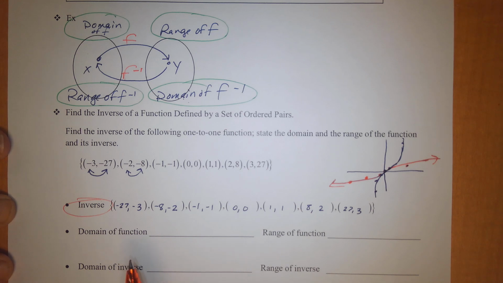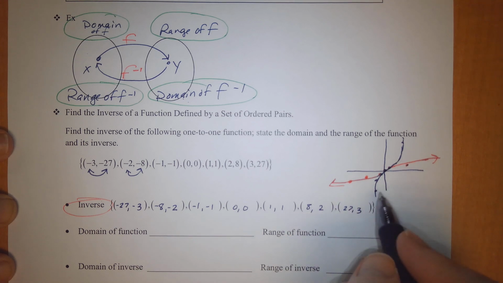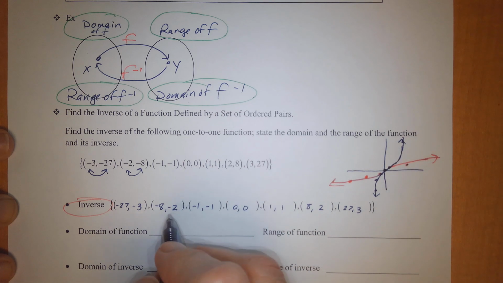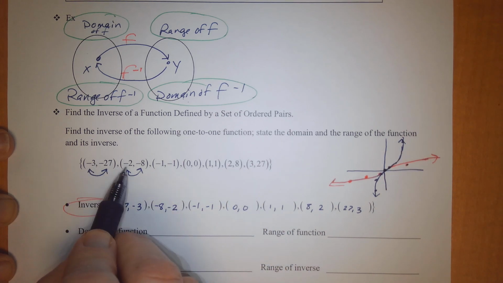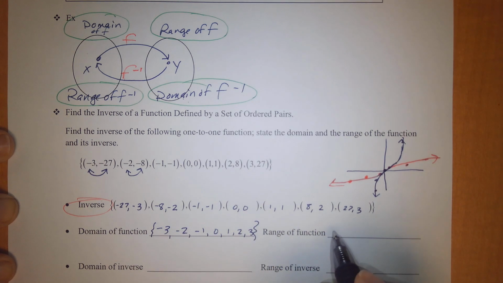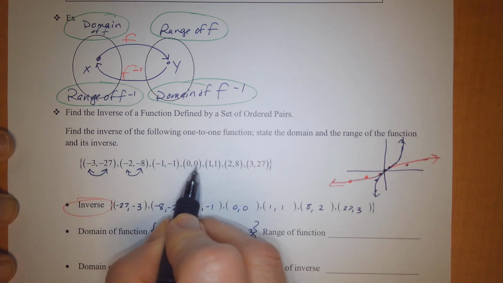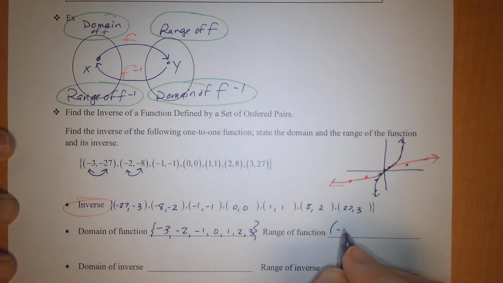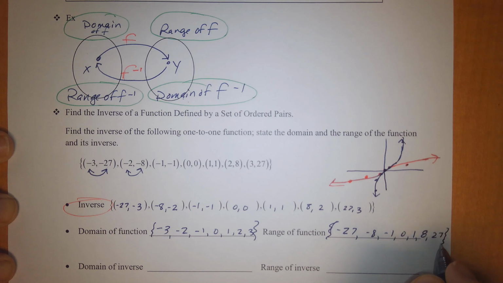You're going to notice that the domain of the original function, the domain of the original black function, is all real numbers. But in this case, we're just going to list the x's. So -3, -2, -1, 0, 1, 2, 3. The range of the function then is the y values. So starting at -27, -8, -1, 0, 1, 8, and 27.